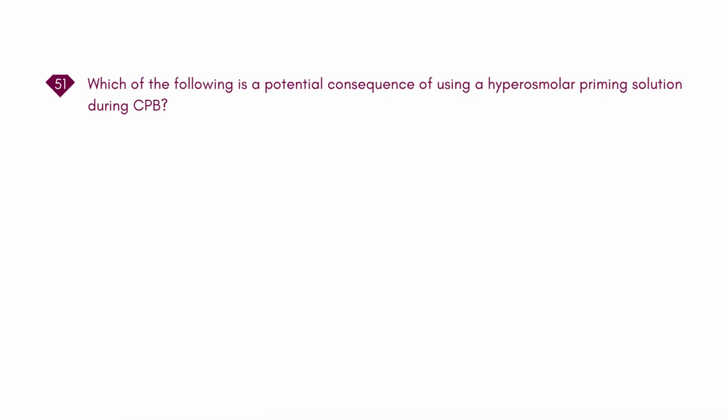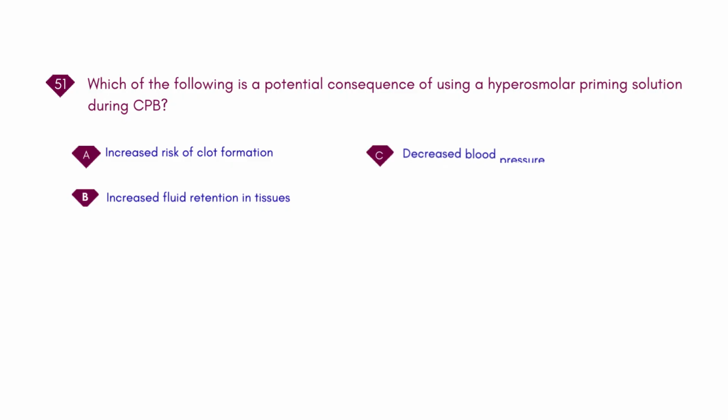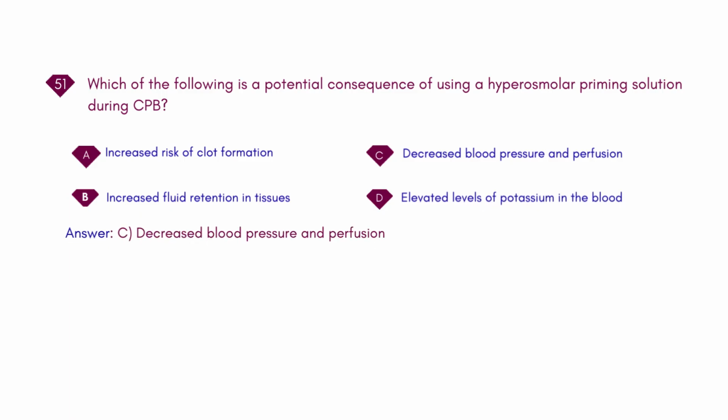Which of the following is a potential consequence of using a hyperosmolar priming solution during CPB? A. Increased risk of clot formation. B. Increased fluid retention in tissues. C. Decreased blood pressure and perfusion. D. Elevated levels of potassium in the blood. Answer: C. Decreased blood pressure and perfusion.